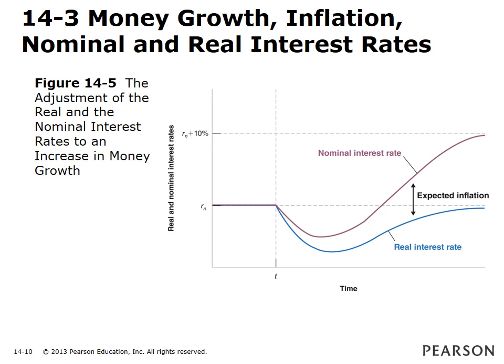In the medium run, the rate of inflation is equal to the rate of money growth. This result, that in the medium run the nominal interest rate increases 1-for-1 with inflation, is known as the Fisher effect.